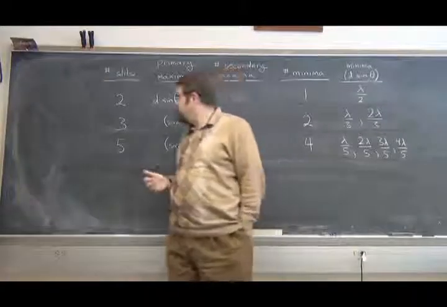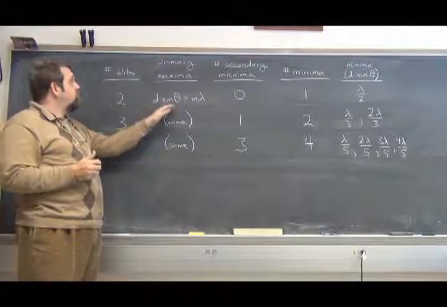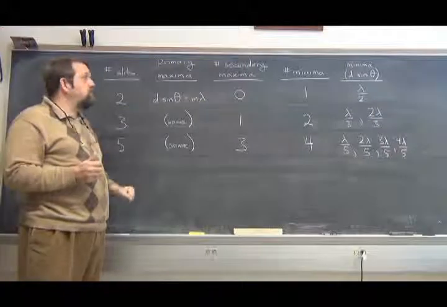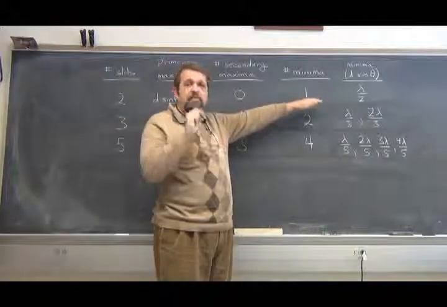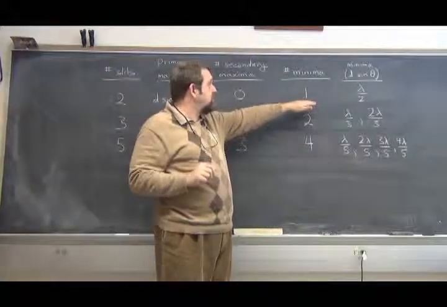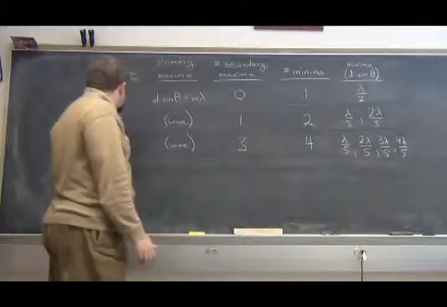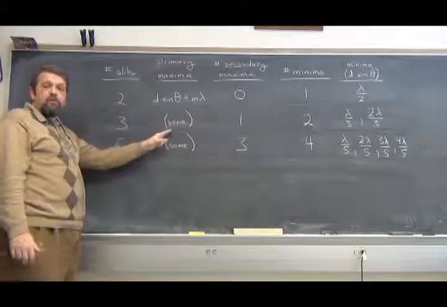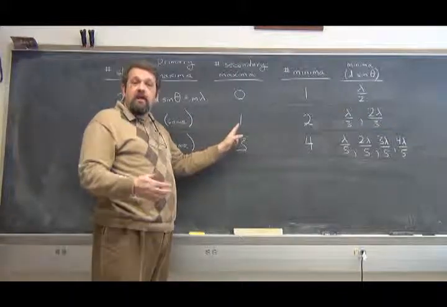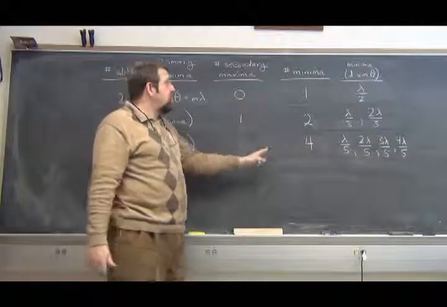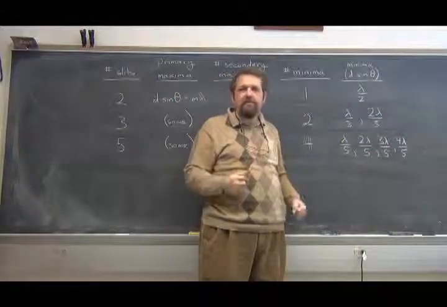Maybe you're noticing a pattern. When we have just 2 slits, the maxima are located where d sine theta is equal to m times lambda, where m is an integer. And there are no secondary maxima in between, and only one minimum of intensity in between each pair of maxima. And that's located right in between, at lambda over 2. But suppose we have 3 slits, the maxima occur at the same place as before. But there's a secondary maximum in between the 2 primary maxima, and 2 minima located at lambda over 3 and 2 lambda over 3, where the phasors add up to 0.